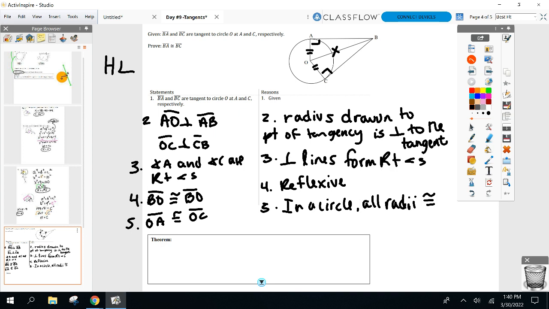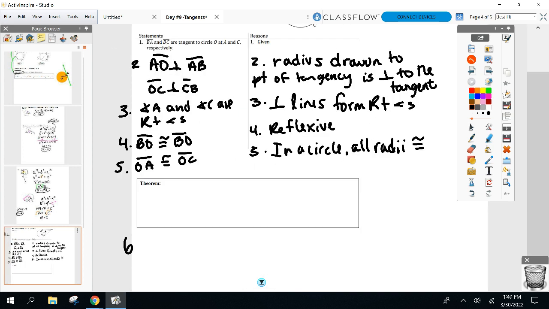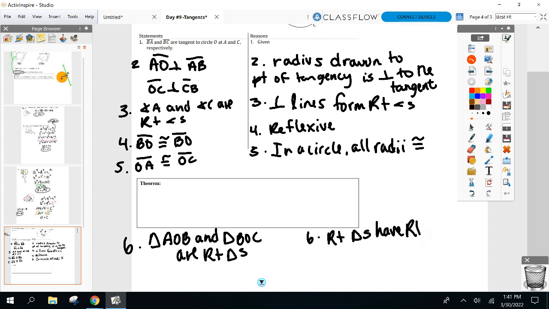You need to say it's a... So yes, I need to tell you the two triangles are right triangles. Triangle AOB and triangle BOC are right triangles. Right triangles have... now they're congruent by HL.